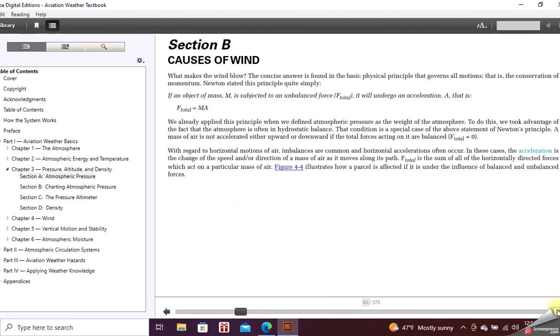So what causes wind to move? Well, according to Mr. Newton, an object doesn't move unless there's a force applied to it. Since an air parcel is an object, something must make that air parcel move or give it an acceleration. So that's the force. What are the forces that work on air?